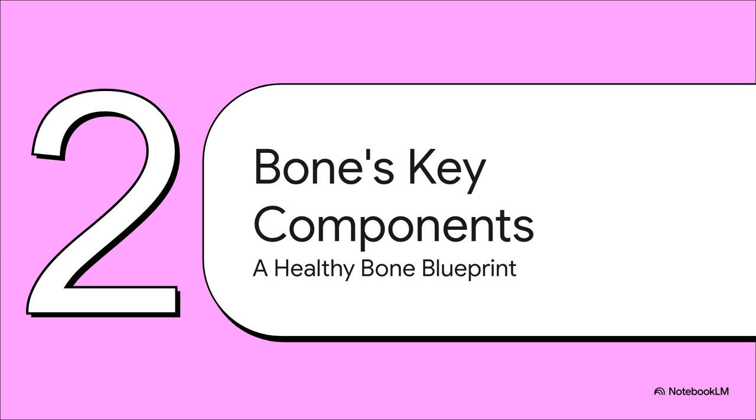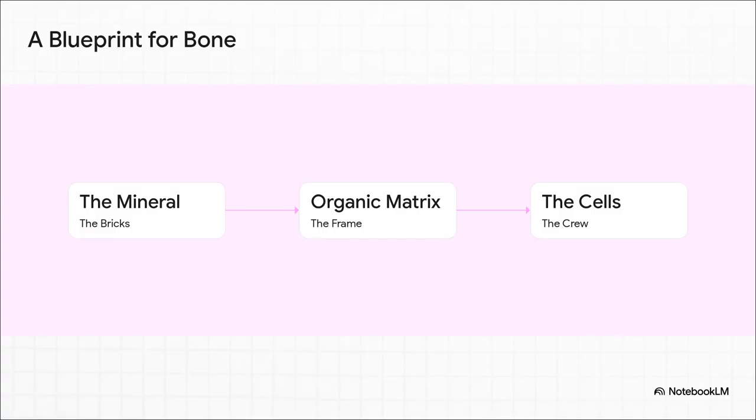So, to figure out what goes wrong, we first have to understand what right looks like. We need a blueprint for a healthy bone. And you shouldn't think of a bone as just a simple, solid stick. Oh no. It's a complex, living structure, and it's built from three absolutely key components. And this right here, this is our mental map for everything we're about to cover. I want you to imagine your bone is a building under construction. First, you've got the mineral component. Those are your hard bricks. Then you've got the organic matrix. That's the flexible steel frame of the building. And finally, you have the cells. That's the construction crew, constantly doing repairs and maintenance. Bricks, frame, and crew. Got it?